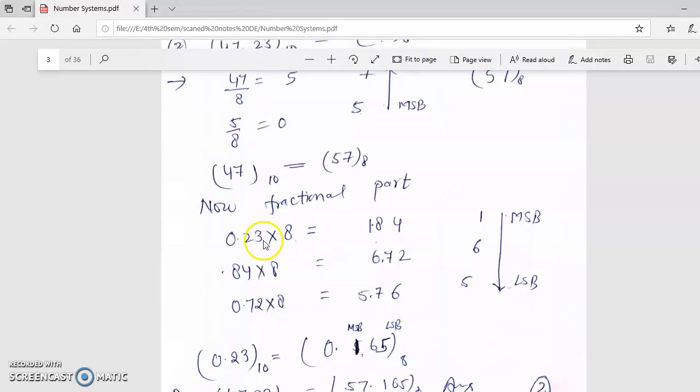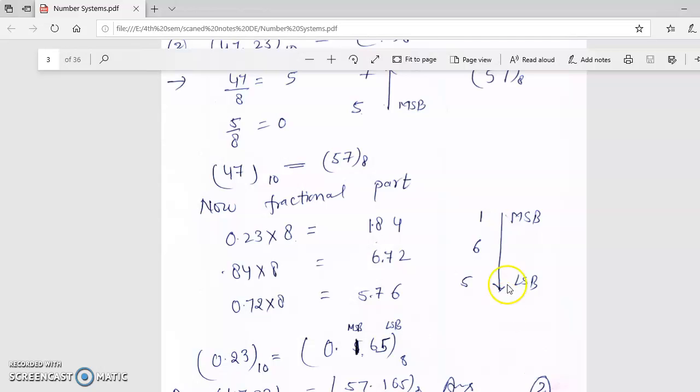We multiply by 8. 0.23 multiplied by 8 is equivalent to 1.84. 1 is written here and the 0.84 fraction part is again multiplied by 8, and we get 6.72. 6 is the whole number written here, and 0.72 is multiplied again by 8 and we get 5.76. 5 is the whole number and 0.76 is the fraction part. If after the decimal point we get 3 digits, 3 digits are sufficient. That is written here for the fraction part, MSB to LSB or top to bottom.